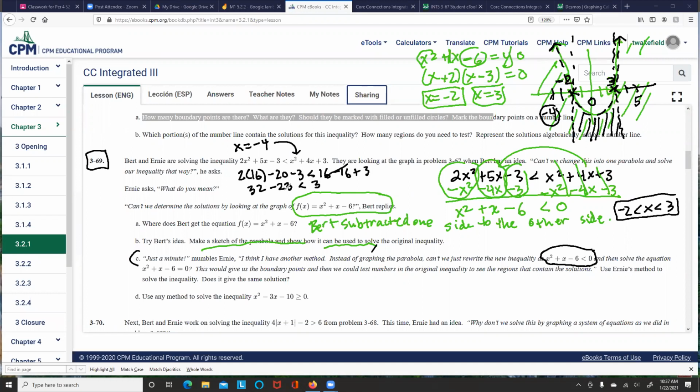32 minus 23 is 9. So is 9 less than 3? No. No, that's wrong, right? So that's good because we tested a number that was not in the region. We tested x equals -4, and that means that's not going to work.